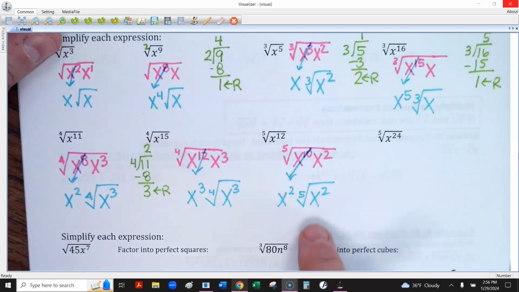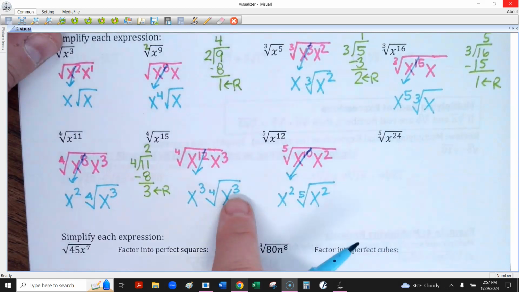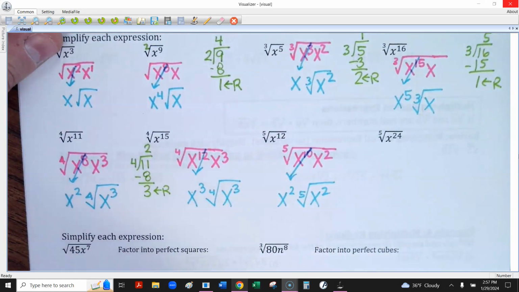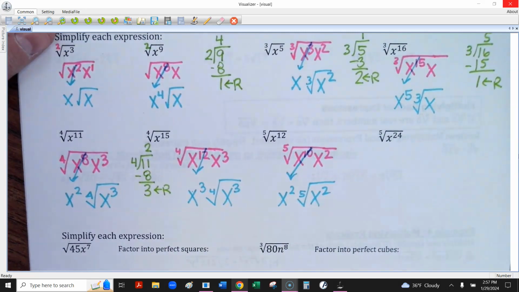If your exponent is smaller than the index of the root, like on all these questions, you could go back and look. So 2 is smaller than 5, 3 is smaller than 4, 3 is smaller than 4. If the exponent is smaller than the index, then you know that you've simplified as much as you can.